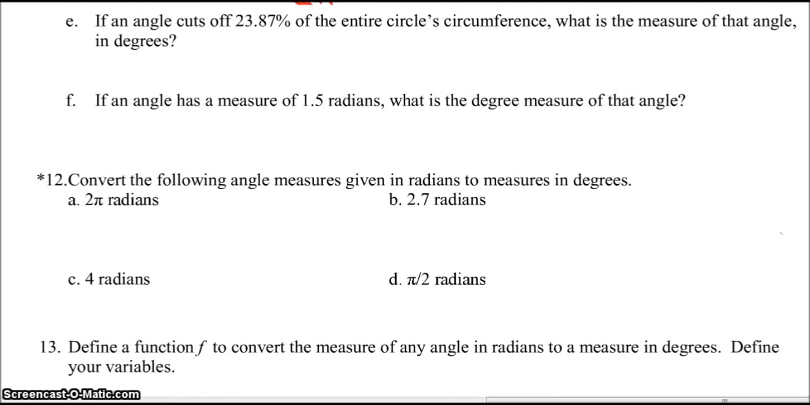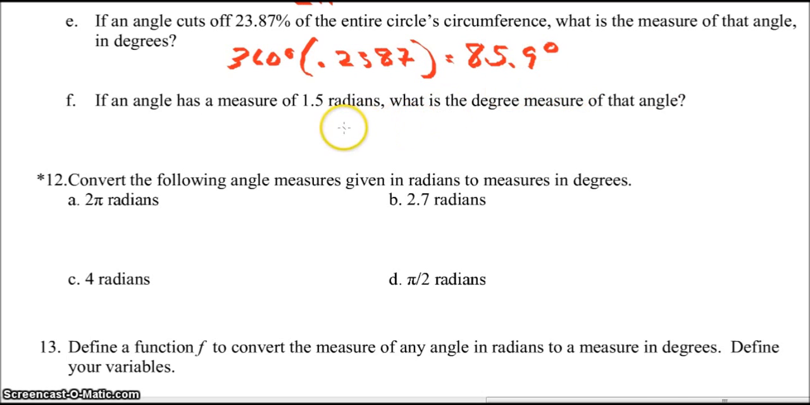So if an angle cuts off 23.87% of the entire circle's circumference, what is the measure of the angle in degrees? Well, if you take 360 degrees, multiply it by 23.87%, you should get about 85.9 degrees. So if an angle has a measure of 1.5 radians, then it will be 85.9 degrees.